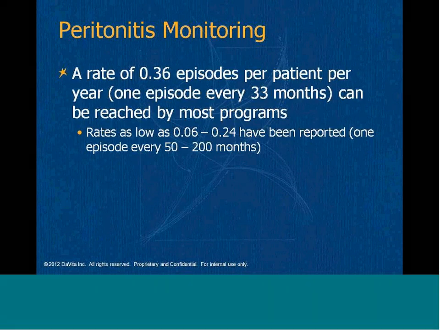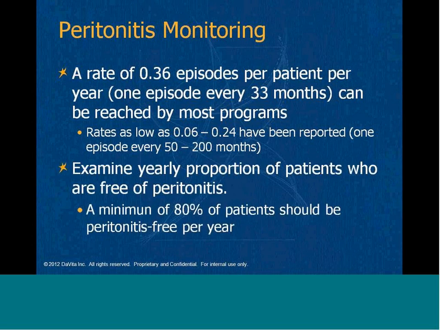It's now believed by most experts that a rate of 0.36 episodes per patient per year, that means one episode every 3 years, is a rate of infection that can be reached by most programs. There are, of course, even lower rates such as 0.06 or 0.24, but I think those are in very unique situations. And I think that if you can reduce this infection to one every 3 years, you've done a great job.